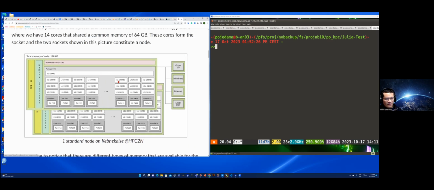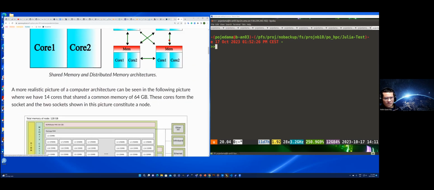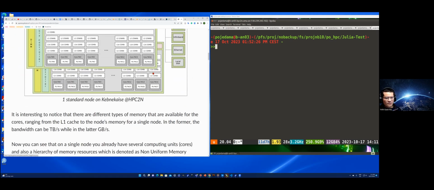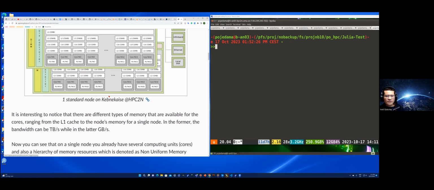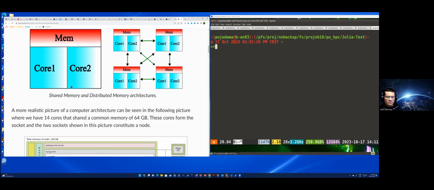So imagine now that you have this memory available at 20 gigabytes per second, but also you want to exchange messages across the different CPUs. Then the bandwidth is even lower. That's why, if you're writing some code that takes advantage of the shared memory architecture, in general, this should be a faster code than if you write it on the distributed architecture.